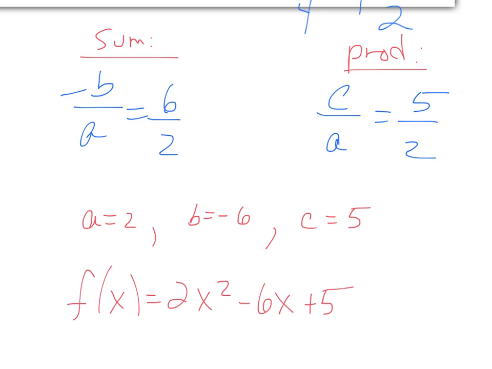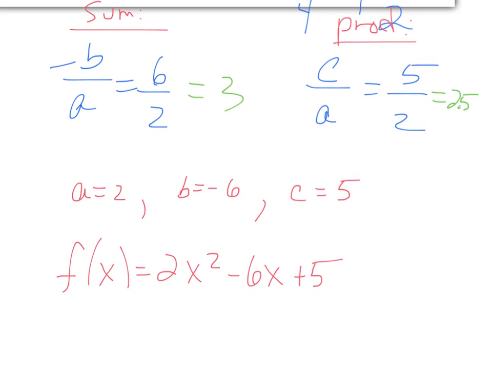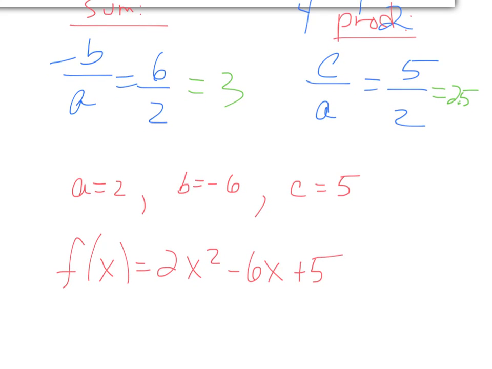Now, had I reduced my fractions, I'm going to use green ink. Had I reduced my fractions, this becomes 3, this becomes 2.5. Now, if that were true, then all this would do for me, I'd have to assume a is 1, because I don't know anything else. I know that this is 3 over 1, and this is 2.5 over 1. So I'd have to assume that a is 1. And you would get a function that looks very similar. It looks like this.